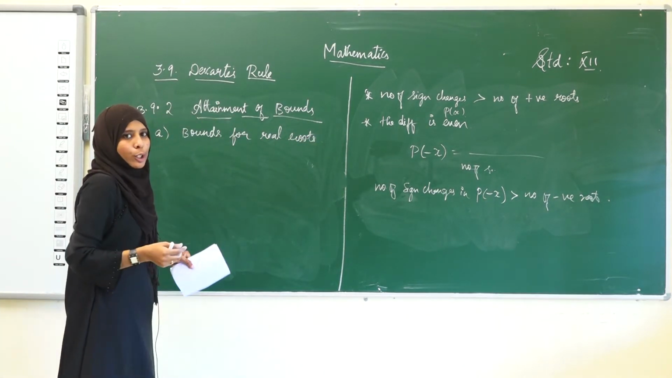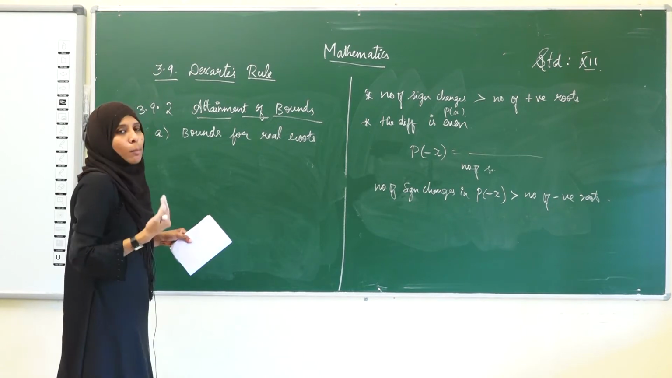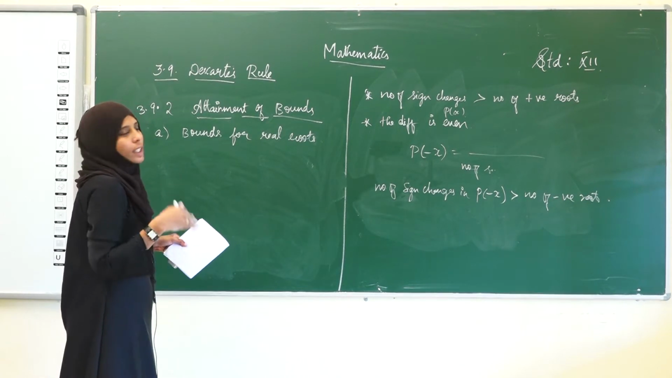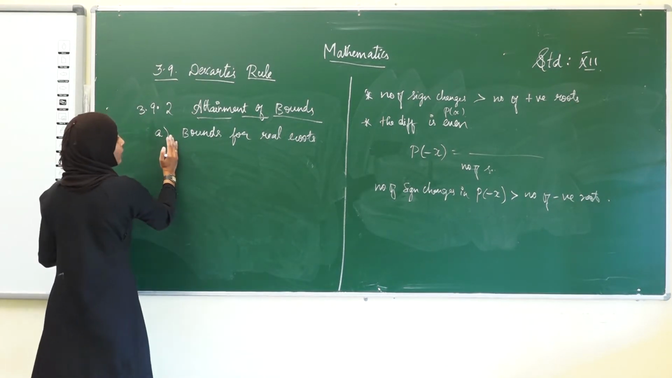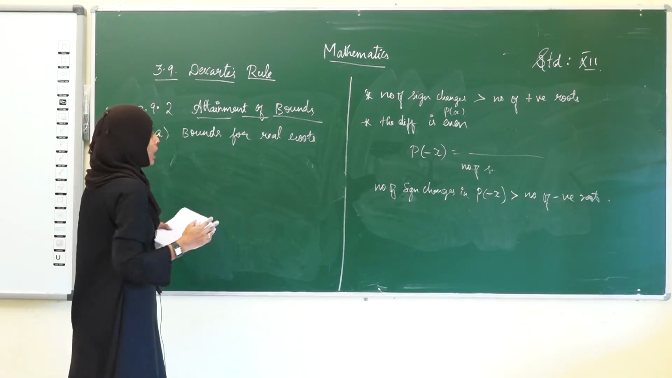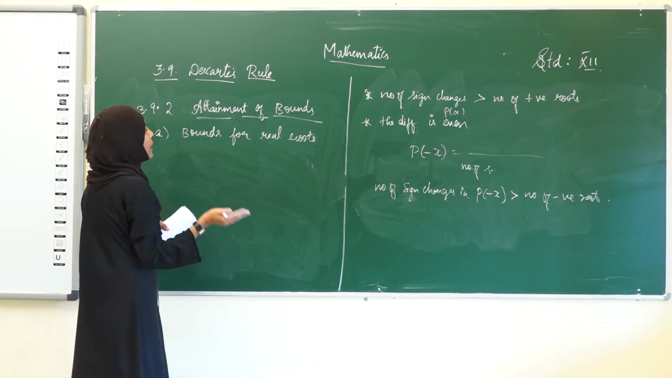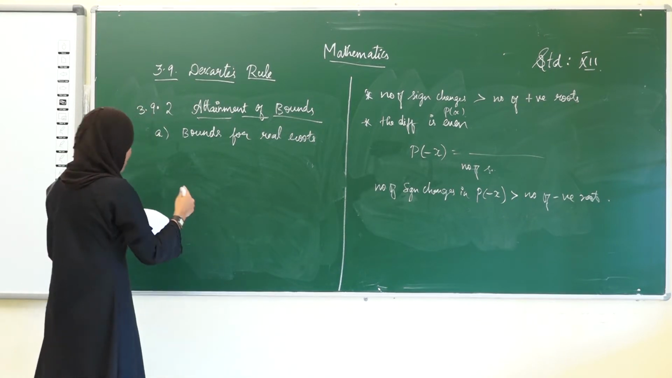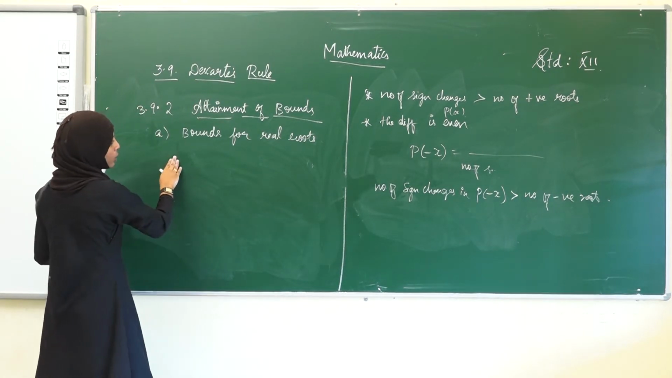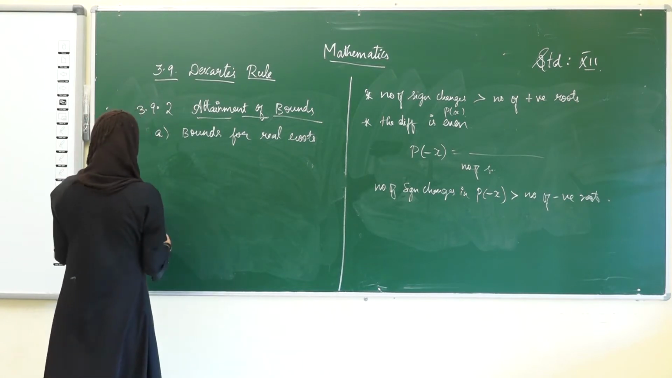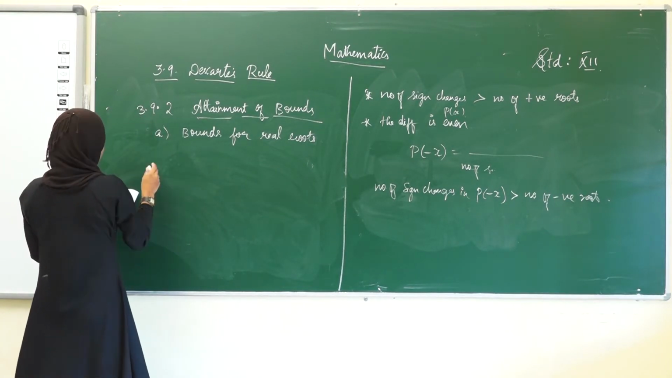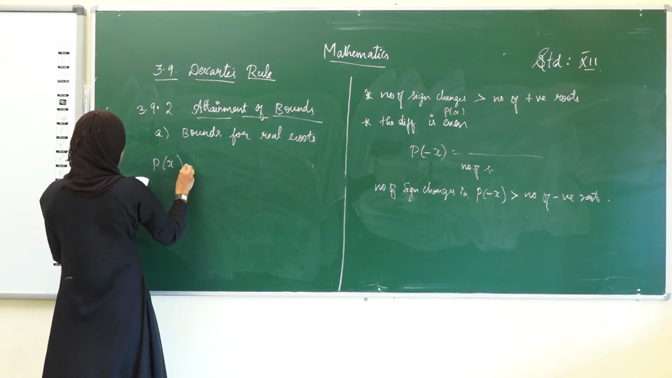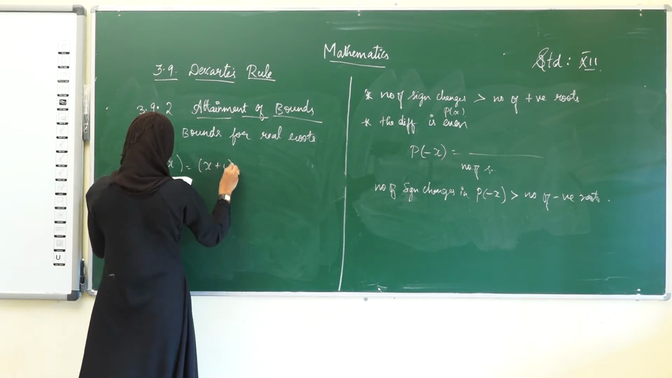What we are going to do is find the bounds for positive roots, negative roots, and then imaginary roots. So, here we are going to find the bounds for real roots, that is positive real roots and negative real roots. Finding the bounds of imaginary roots will be seen later. Okay. See, in this subdivision, they have given a polynomial p of x is equal to x plus 1.